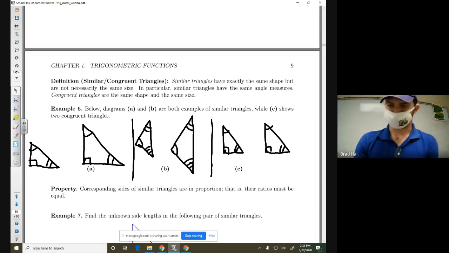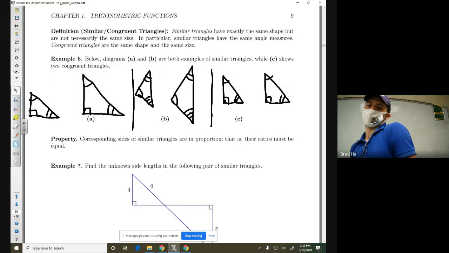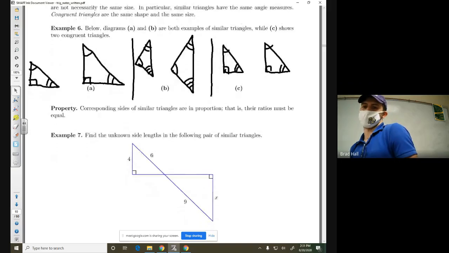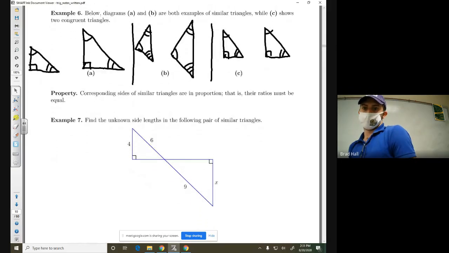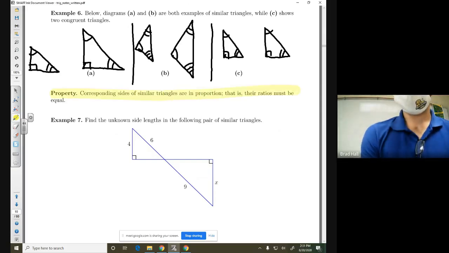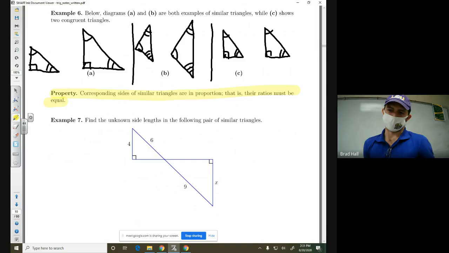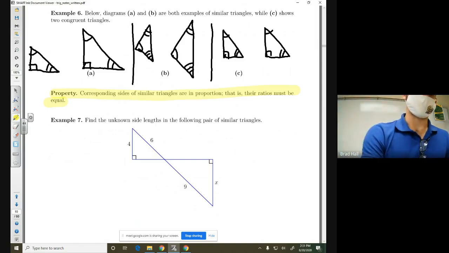So that establishes some terminology and some examples. And below, we'll see why that's actually significant. Why do we actually care about that? It's because of this property. The corresponding sides of similar triangles are in proportion. That sounds kind of technical. Let's try that again. The ratio of the corresponding sides of similar triangles has to be equal. Okay, I guess it's a little better. Let's see it in an example.